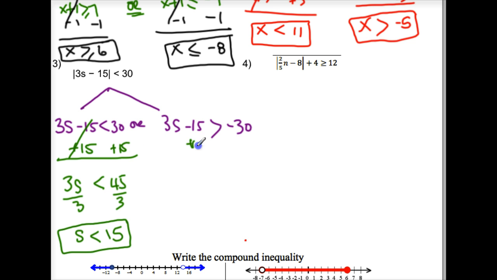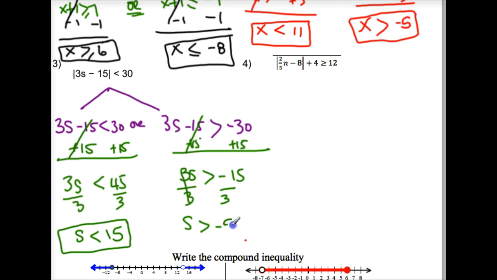Now let's see what's my other. Add 15 on both sides. 3s is greater than negative 15. Divide by 3 on both sides. S is greater than negative 5. Bam, that's my second answer.